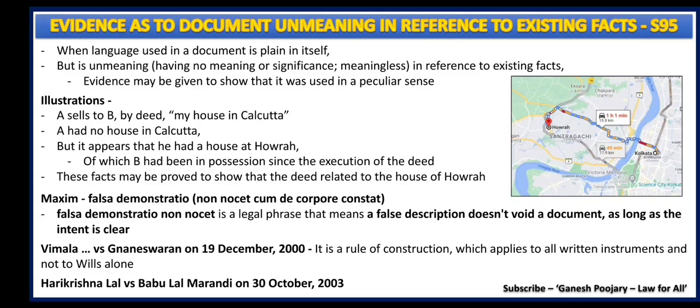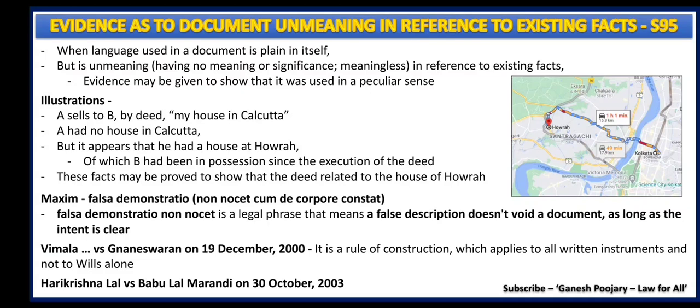Now, to understand this, we need to take the help of the illustration, which is very, very easy. It says, A sells to B by deed my house in Kolkata. Now, A sells a particular property to B and he mentions my house in Kolkata. Now, when you go and check in Kolkata, there is no house available. But when you check, there is one house available in Howrah and B has the possession of the same.